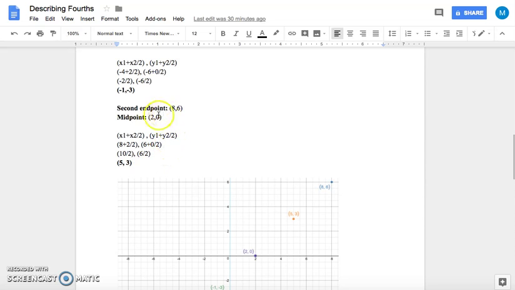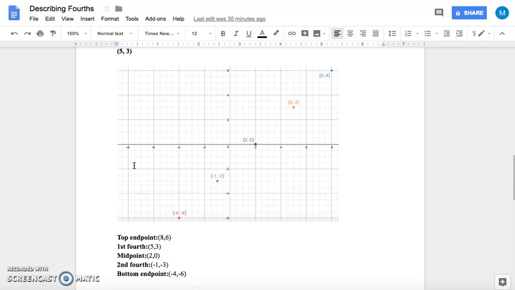Then, to find your second fourth, you would take the second endpoint, which is (8, 6), the same midpoint, (2, 0), and put in the same formula. Add 8 plus 2, add 6 plus 0, you get 10 and 6, divide both of those by 2, and you get (5, 3) as your second fourth.